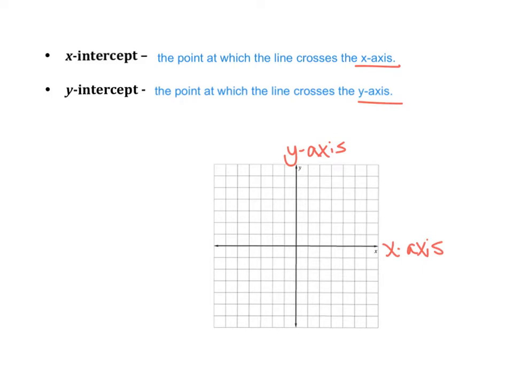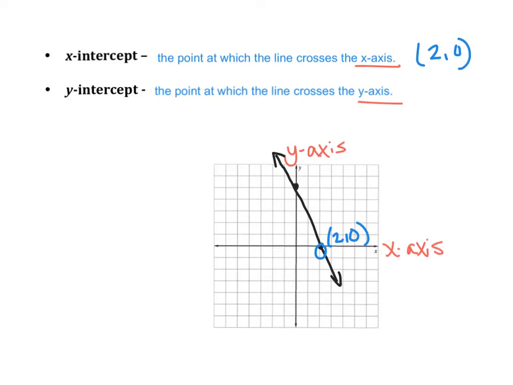All right, so let's go ahead and we're going to draw ourselves a line. All right, and this line goes through both the x-axis and the y-axis. So let's take a look first of all at this x-axis and the x-intercept. Notice how it crosses the x-axis at 2, 0. This is the place at which it intercepts that x-axis. So the x-intercept is at 2, 0.